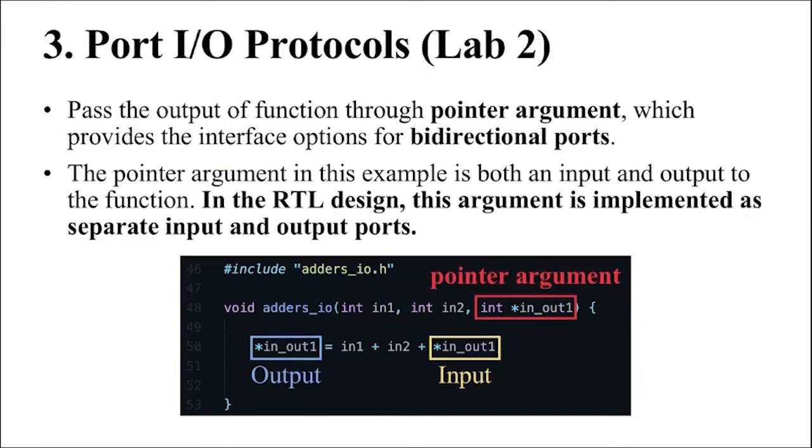And this is the source code of Lab 2. As I mentioned before, the output is passed by pointer argument, and it provides a bidirectional port if it is both input and output. And after synthesis, these arguments will be separated into input and output ports, and so are their associated ports.